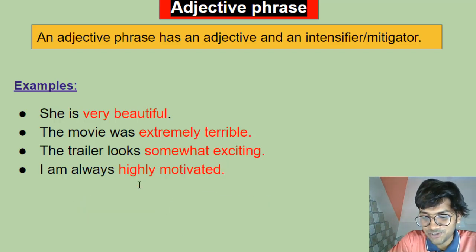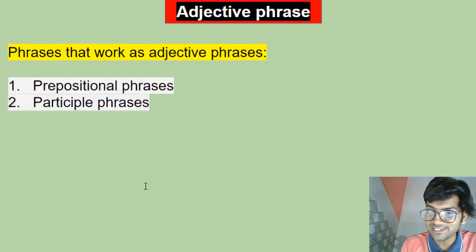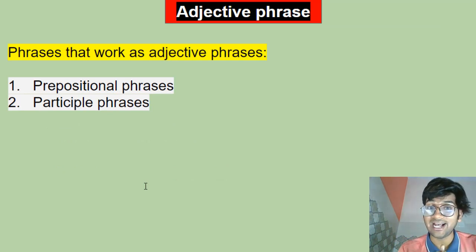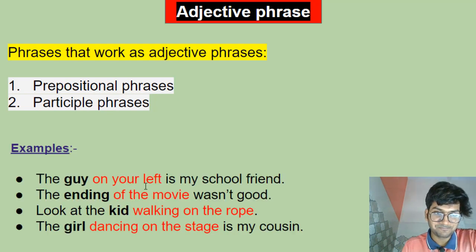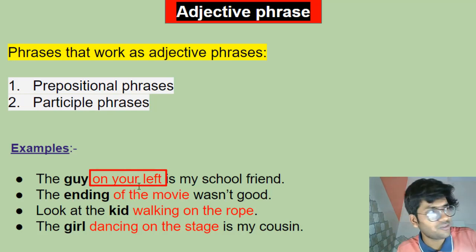Now do you know sometimes your adjective phrase does not have an adjective as the main word, right? It can start with a preposition or a participle. So what I'm saying is prepositional phrases and participle phrases can also work as adjective phrases. Yes, they can. Let me show you how. The guy on your left is my school friend. Which guy? Which guy is my school friend? The guy on your left. I'm talking about that guy. The guy on your left is my school friend, right?